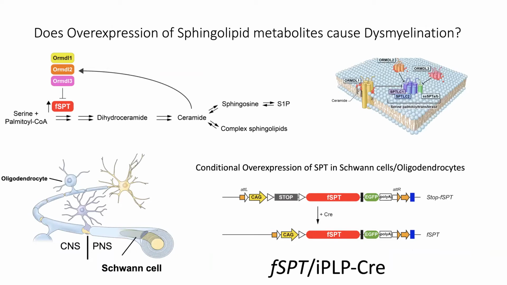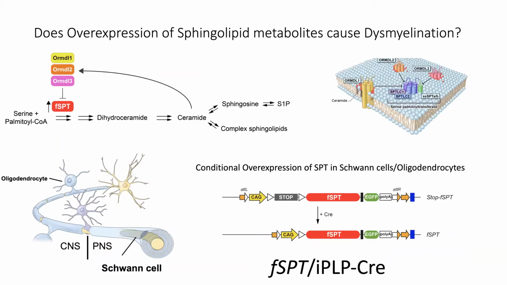So we next wanted to ask the question as to whether it was actually the overexpression of sphingolipids that caused this myelination problem. It's been known that the absence of sphingolipid synthesis causes myelination problems, but I don't know that it's ever been shown that overexpression of sphingolipids caused a myelination problem.